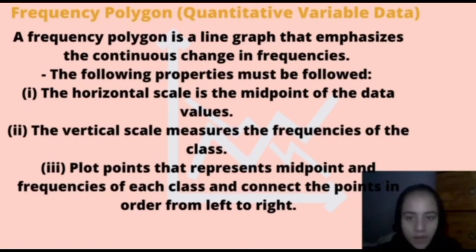The second graph is the frequency polygon. A frequency polygon is a line graph that emphasizes the continuous change in frequency. The following properties must be followed: the horizontal scale is the midpoint of the data value. Next, the vertical scale measures the frequency of the class. Third, plot points that represent the midpoint and frequency of each class and connect the points in order from left to right.